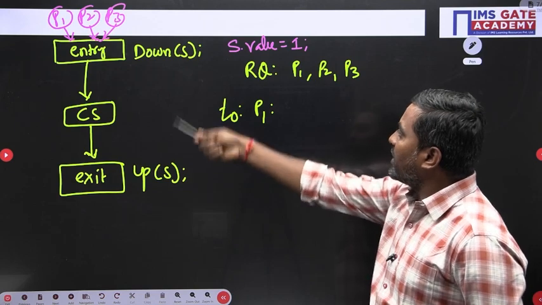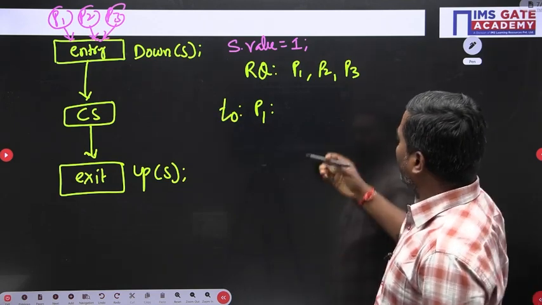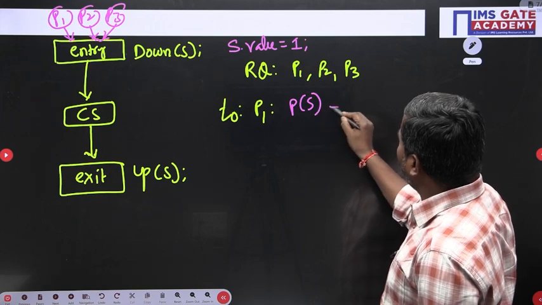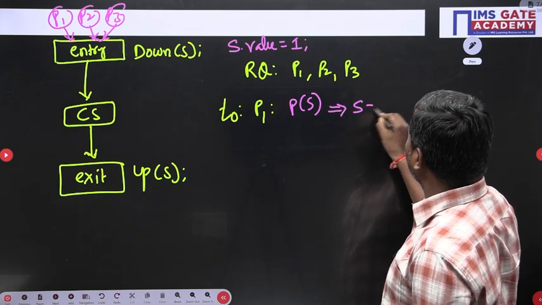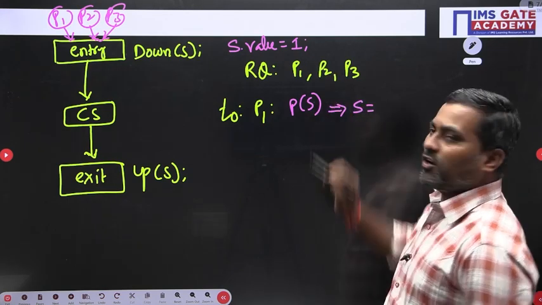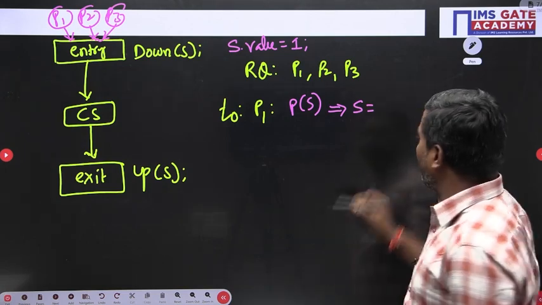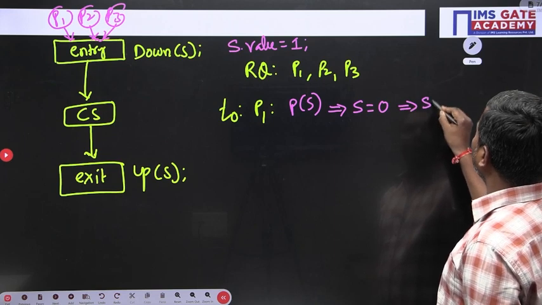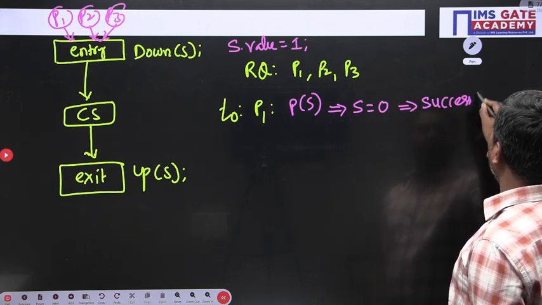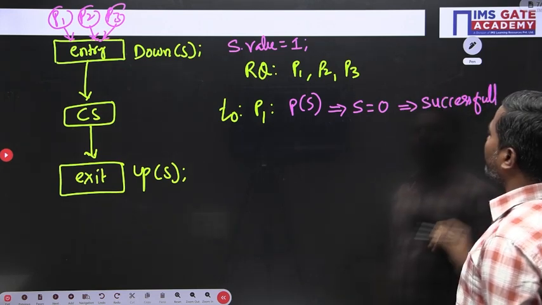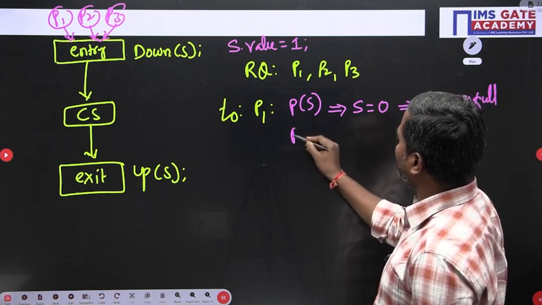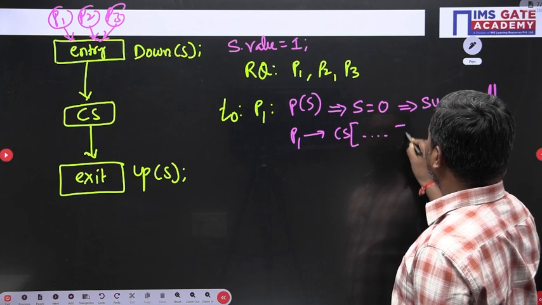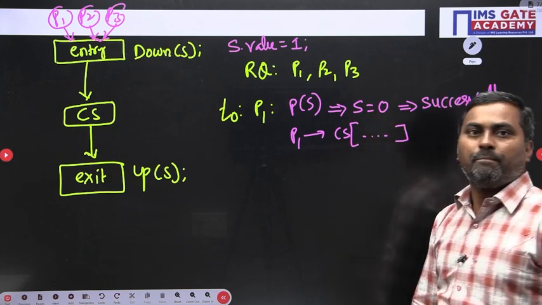Before the critical section there is a down operation, so I am writing P of S. When I write P of S, the S value becomes decremented. Currently the S value is 1, decrement, it becomes 0. This implies a successful operation. That means process P1 has entered into the critical section, where there are a set of instructions.